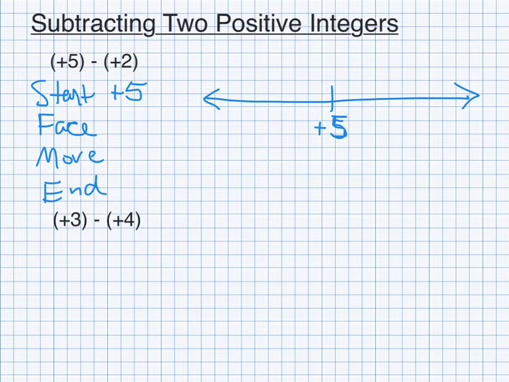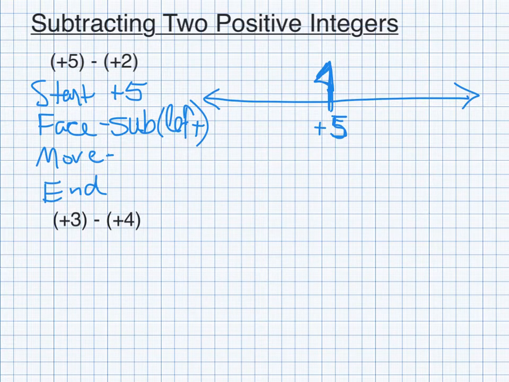Now the next thing I need to look at is which way I face. We've already done this with addition and we always faced to the right. Right now we're subtracting, and because we're subtracting, we always face to the left. You can think about it as going towards the negative side of the number line. So you draw yourself an arrow to the left because we're subtracting.